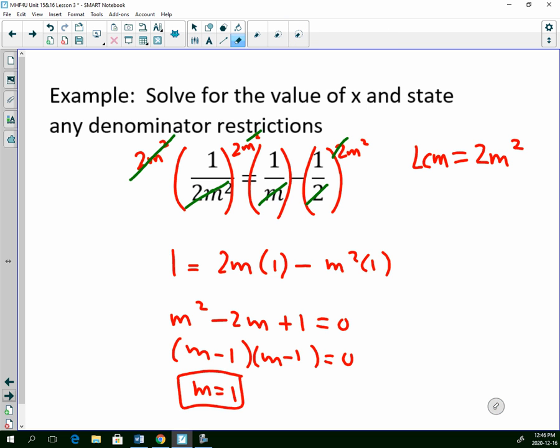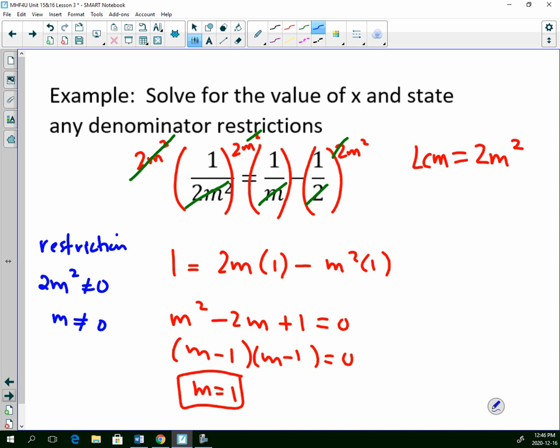And then our restriction, we just have 2m squared can't be 0, so m cannot be 0. Okay, so that is not one of my solutions, so my solution of m equals 1 is a valid solution.